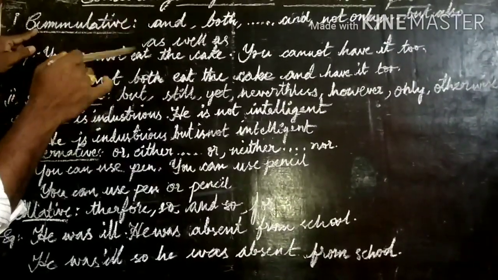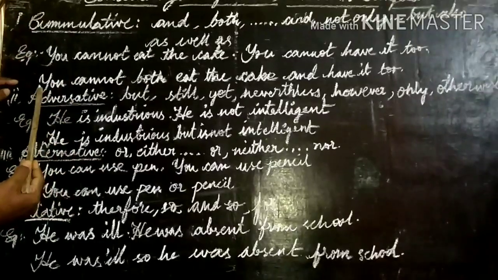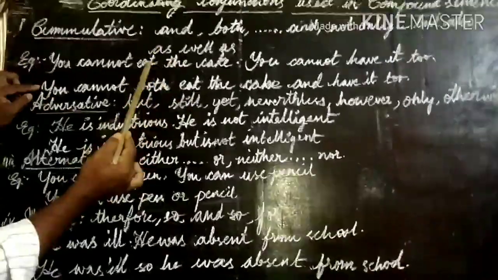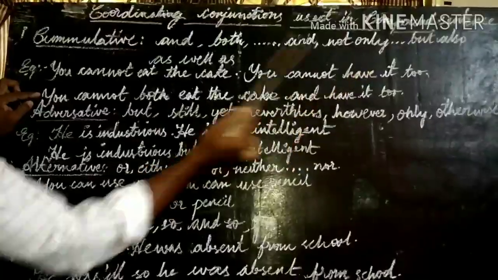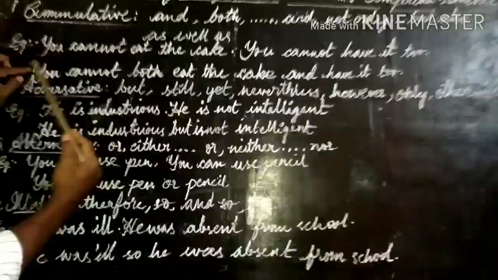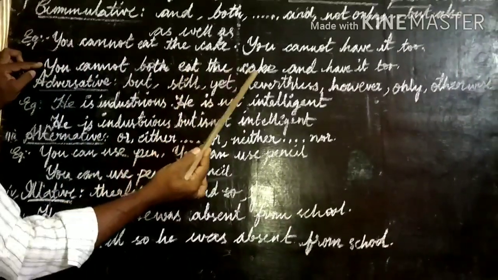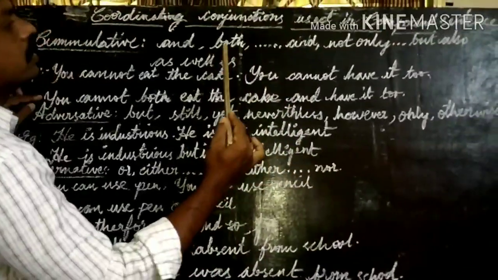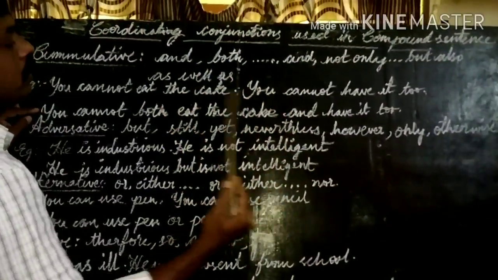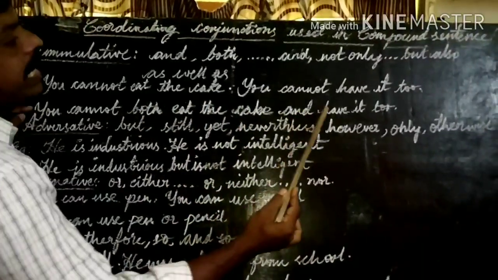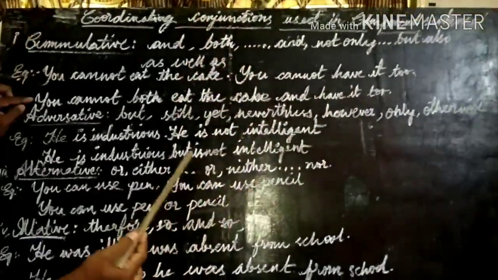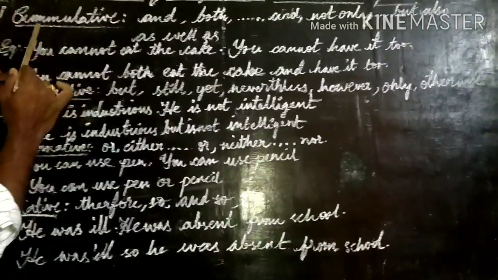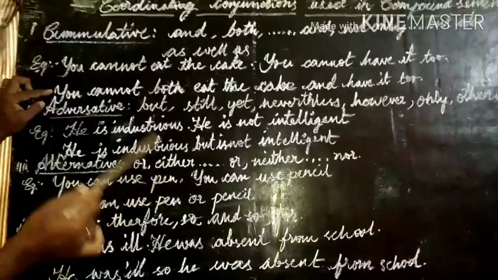Okay, it adds more than one. Then the answer is: you cannot both eat the cake and have it too. Both means eat and have it. It adds both, eat and have. So you cannot both eat the cake and have it too. So this is the way the coordinating conjunction of cumulative kind is used in the language.